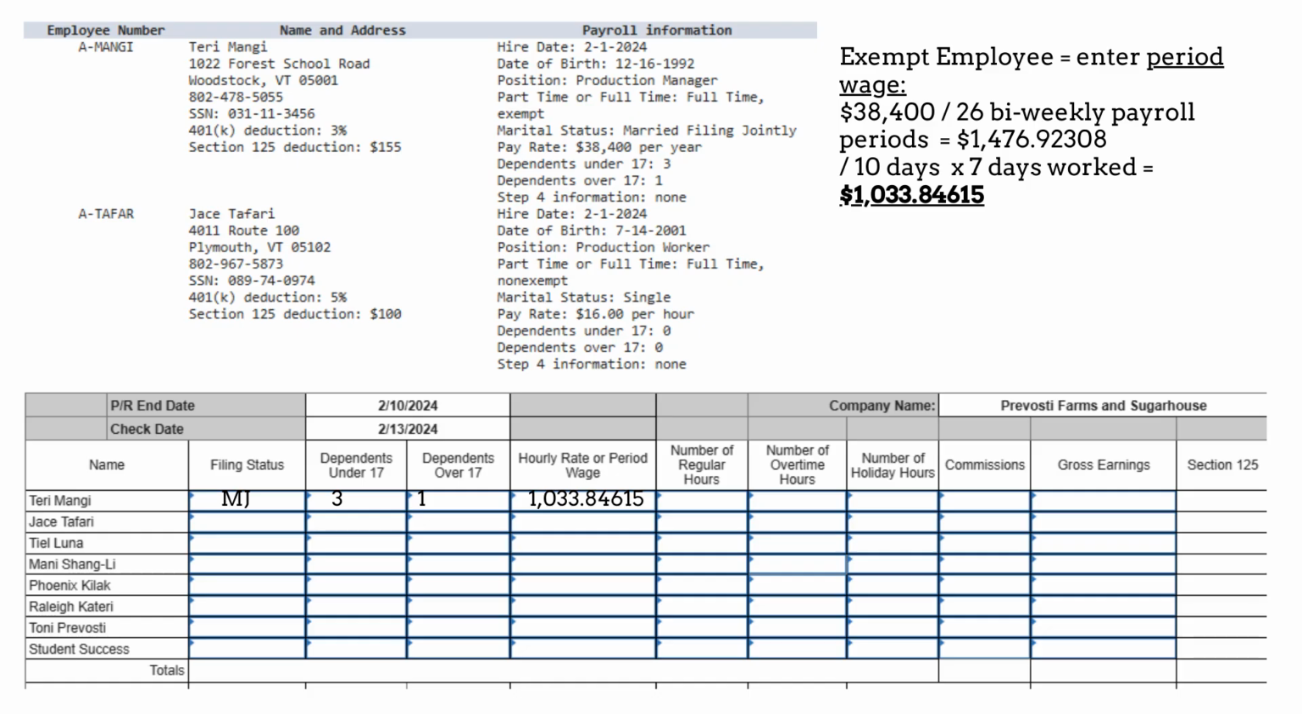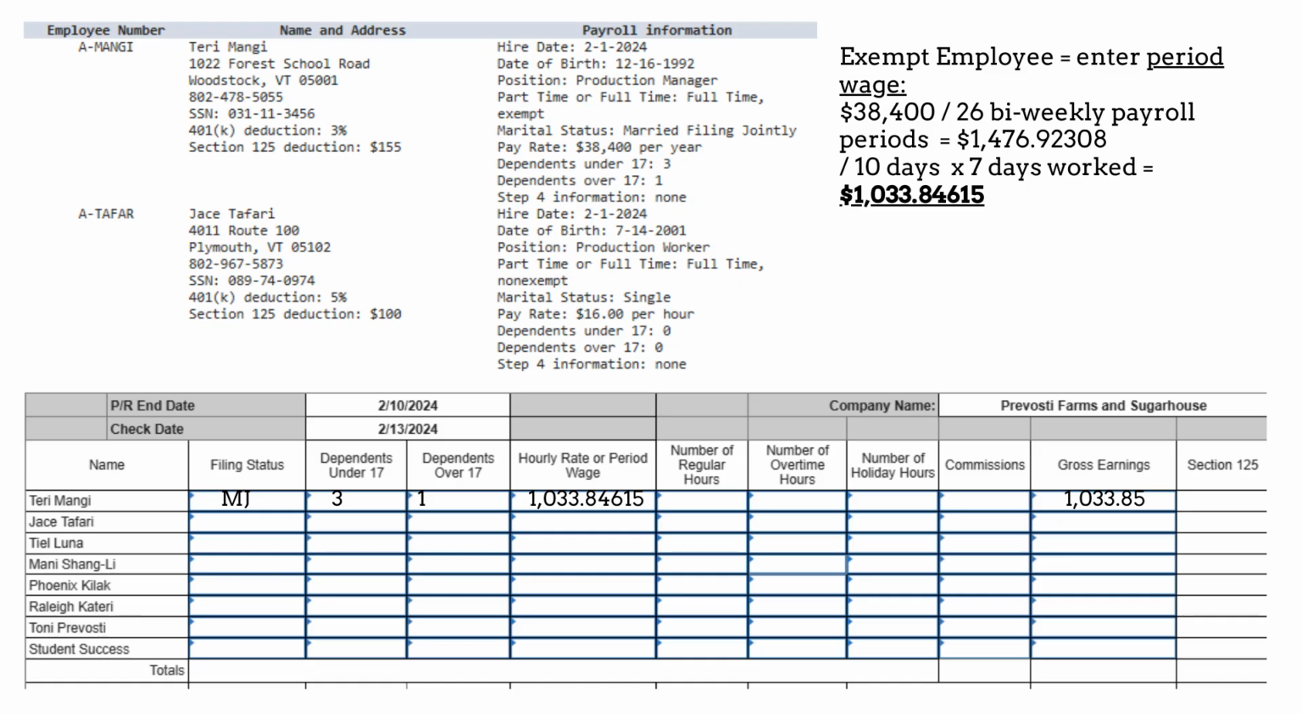$1,033.84615. Remember that the period wage or hourly rate must be entered with 5 decimals. For Terry, we don't need to enter the hours because Terry is exempt. So, the gross earnings for Terry are $1,033.85 because we round that amount to 2 decimals.